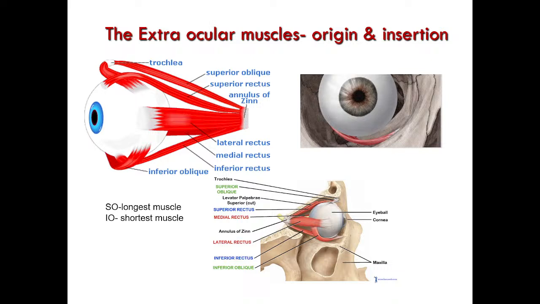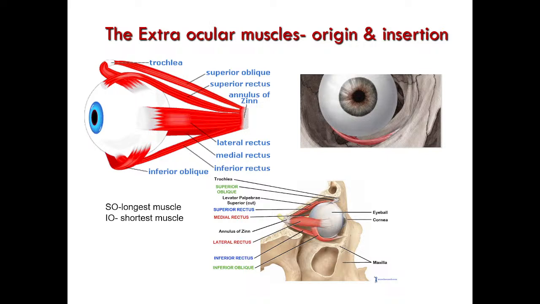What is the origin of superior oblique? From where the superior oblique takes origin? Yes, your knowledge of anatomy. Anyone? From where the superior oblique takes origin? All recti take origin from the annulus of Zinn, which is at the apex of the orbit, right? They come straight and are inserted at the limbus. But what is the origin of superior and inferior oblique muscles?